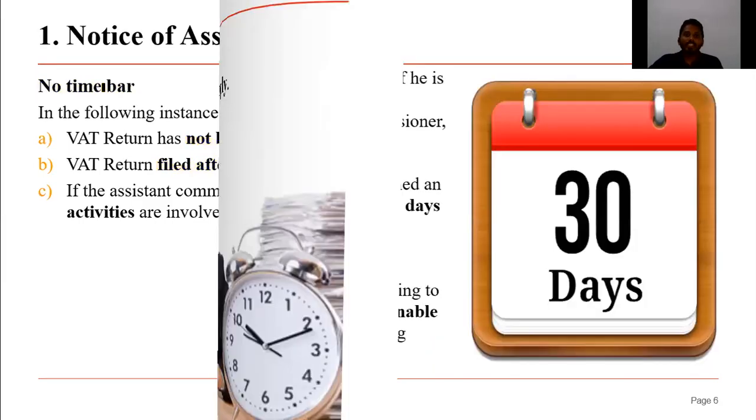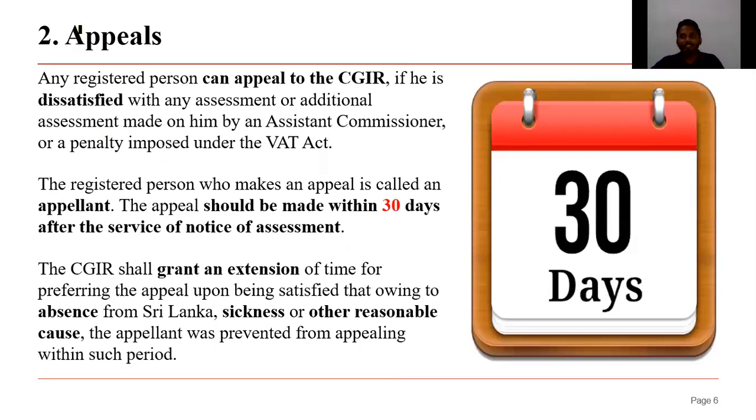Right? Then the appeals. In the case of an assessment you receive, you have the right to appeal. This is also as per the VAT Act. There is a right to appeal if you are dissatisfied with the assessment issued by the assistant commissioner, right? Then the appeal should be made in writing or electronically within 30 days. Normally, as per the law, you need to appeal within 30 days after you receive the assessment.